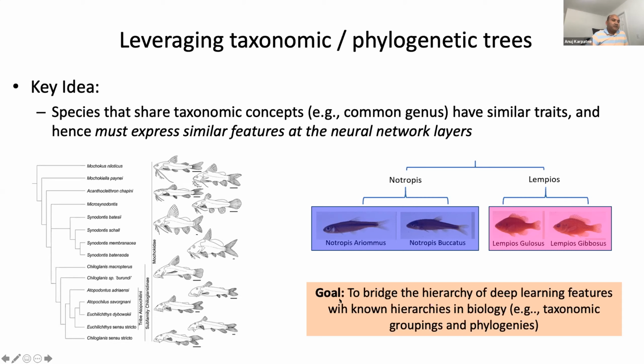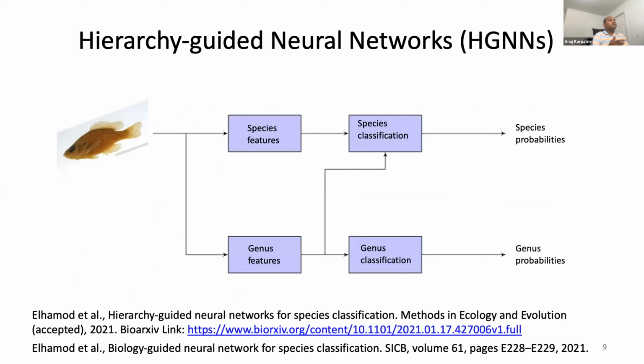And the ultimate goal here is to bridge the gap between the hierarchy of features that we are learning in deep learning models with known hierarchies in biology, for example, taxonomic groupings and phylogenies. This is the basis of a line of work that we are referring to as hierarchy guided neural networks, where the hierarchy is coming from biological knowledge. There are several ways to express this hierarchy. We present a very simple approach that has recently been accepted at Methods in Ecology and Evolution.